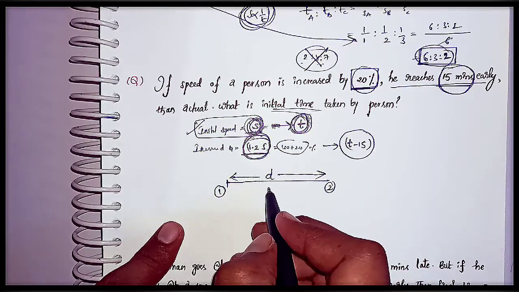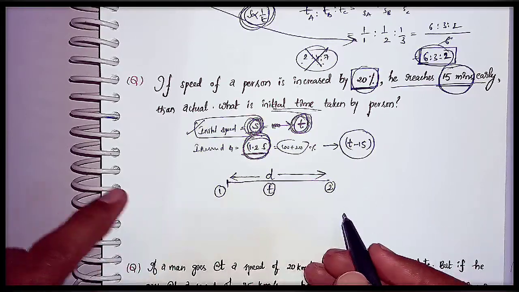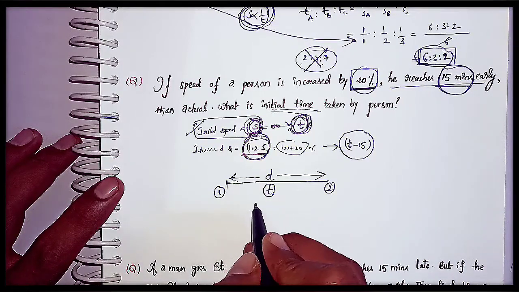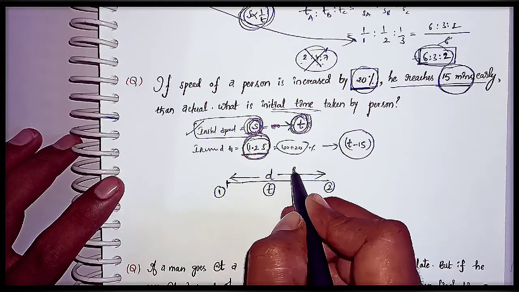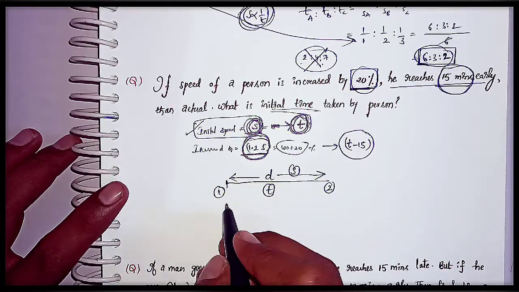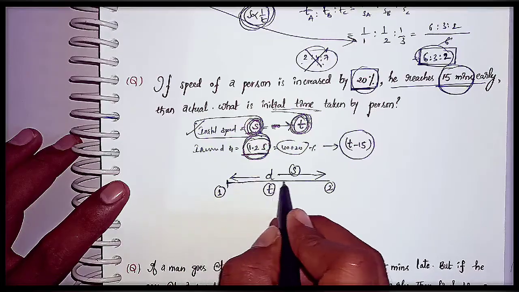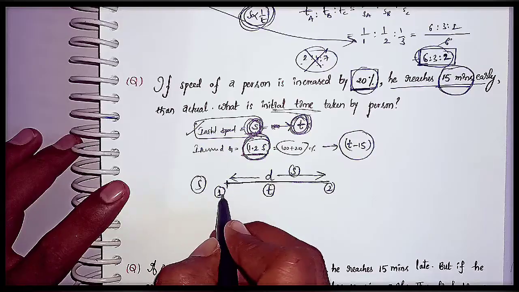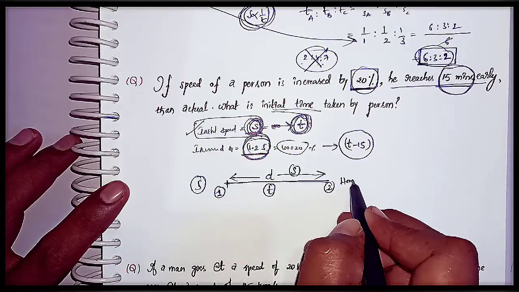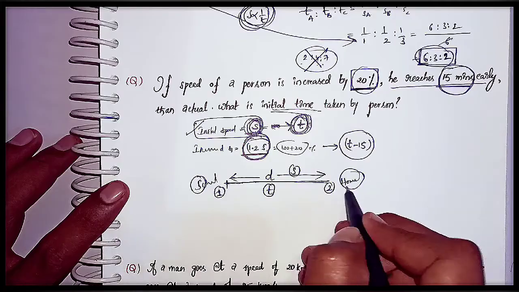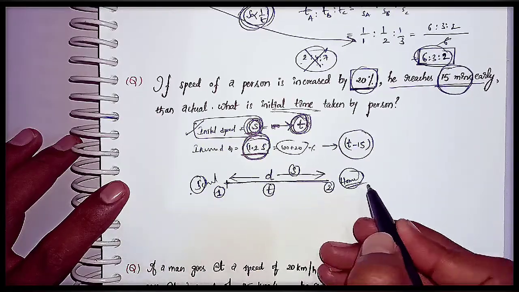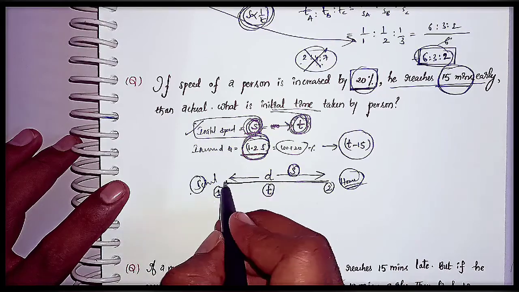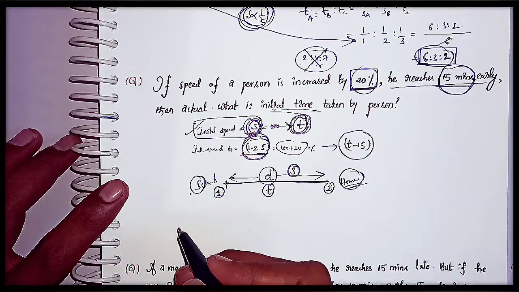Okay, and he is taking the time t minutes, whatever it may be. Now he is increasing his speed. Let us consider the speed is s initially, and he is covering the same distance. Let us consider this is the school, point 1, and this is the home, point 2. From school to home, he is traveling with a speed s at time t, and he is covering the distance from school to home, that is d.